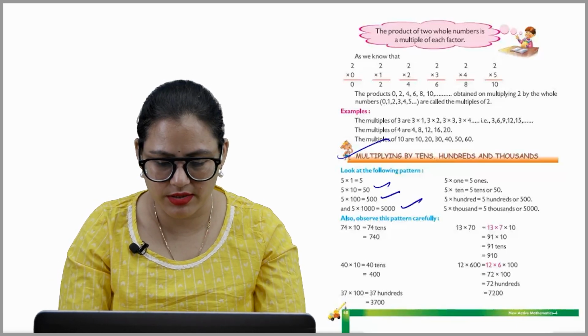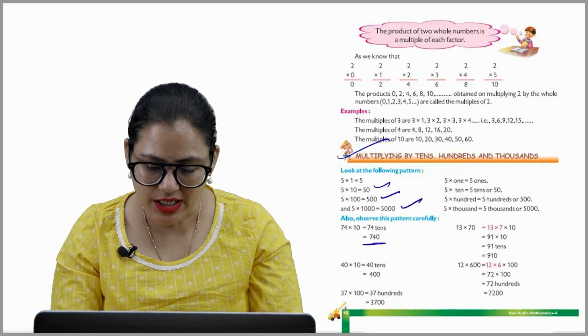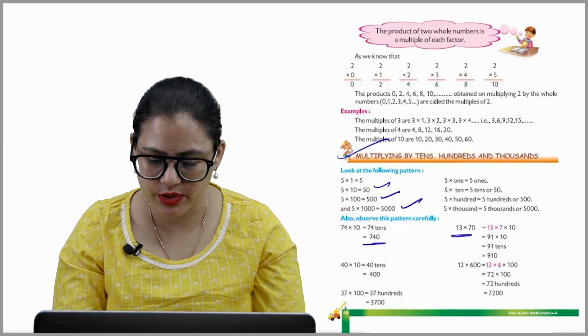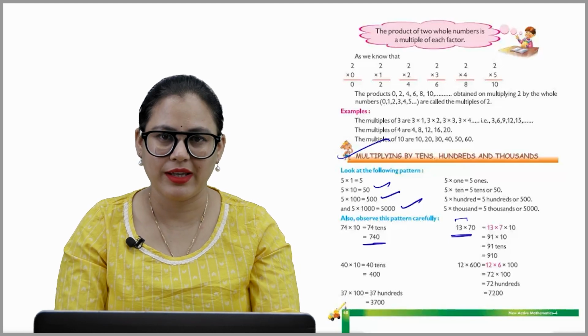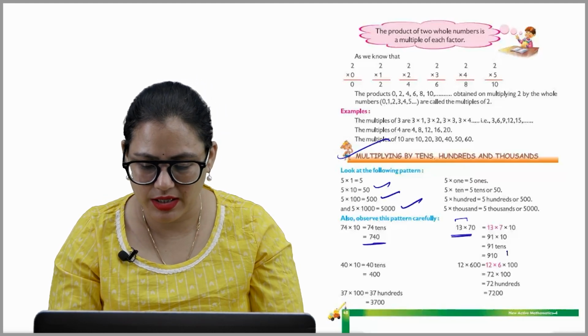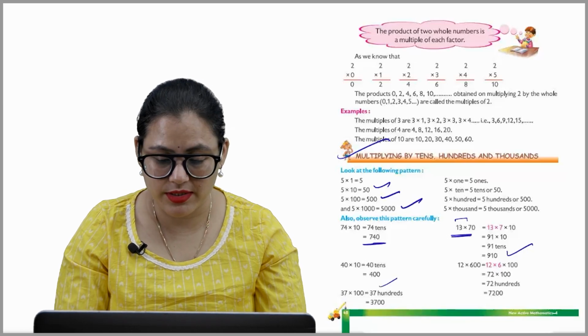74 into 10 is equal to 740. 13 into 70 is, what will we do? We will multiply 13 and 7 and then 10. So 910. 4 into 100 is 400. 37 into 100 is 3700.